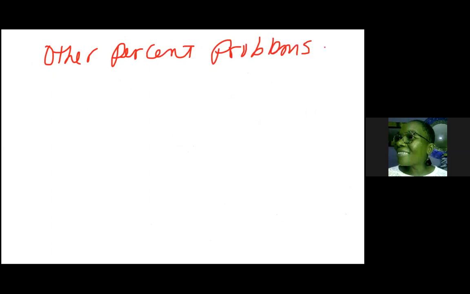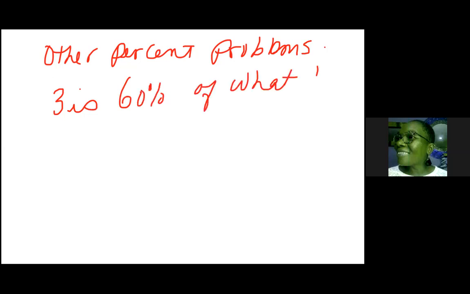So here comes the next part, guys. This next part right here, we're looking at the other percent problems. What kind of percent problems am I talking about? I'm talking about these type of percent problems. 3 is 60% of what number? Now, there are two ways to do this, guys. You could create a nice equation for this, or you could create a proportion.